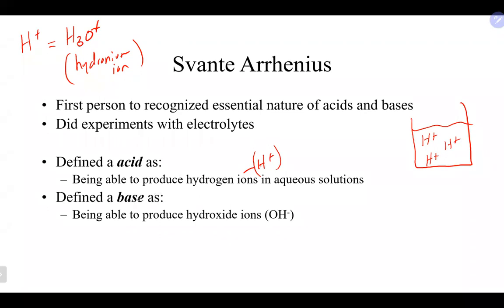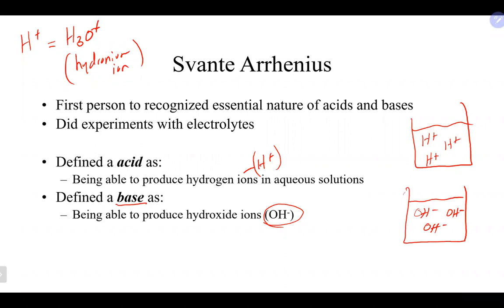Same thing with our base. A base is something that has the ability to produce hydroxide ions, so OH minus ions, in solution. And it's the same idea here. We are producing OH minus ions that are really free flowing, if you will, by themselves in solution.